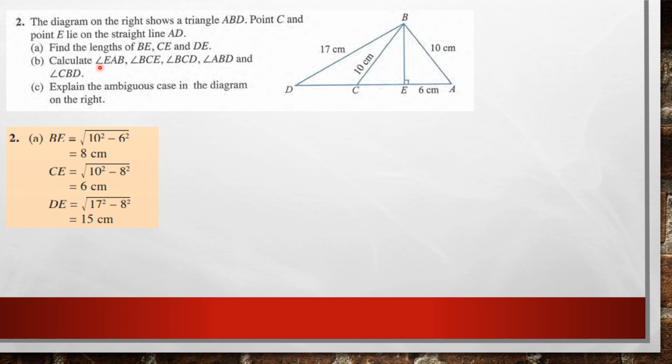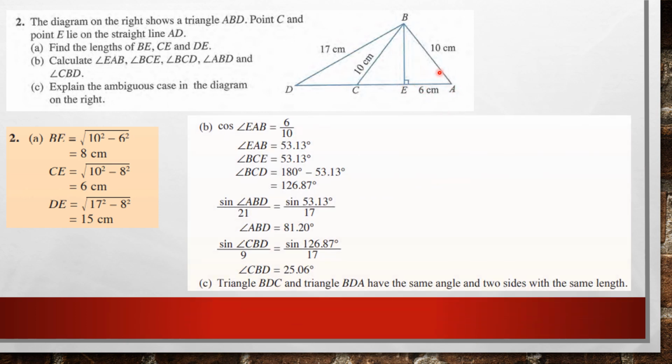Next, for part b, they asked to calculate all these angles: EAB, BCE, BCD, ABD, and CBD. So EAB. You know that is a right angle triangle, so you can use the concept of trigonometry, either sine, cosine, or tangent. We use cosine here, that is adjacent over hypotenuse. So cosine of angle EAB equals 6 over 10. So we solve, we get 53.13.